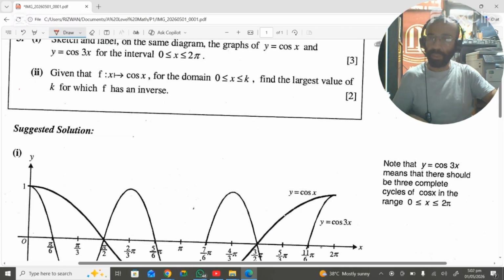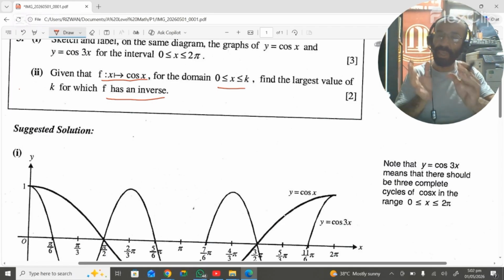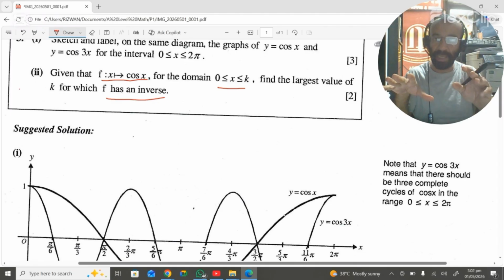The second part of the question is, given that f of x is equal to cos x for the domain x is greater than or equal to 0, less than or equal to k, find the largest value of k for which f has an inverse. So first, clear your concepts. For any function to have an inverse, it should be a one-one function. It means for every value of y, there should be only one corresponding value of x.